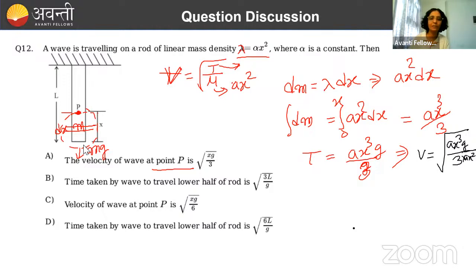Once integration L by 2 से क्या बोल रहे हो? L by 2 से L तक, वो क्यों करेंगे? आप ध्यान से देखो, that we should not do. According to you, you are telling me कि integration should go from x to L minus x. हाँ, that you are telling me ना, क्योंकि point P पे मुझे टेंशन निकालना है. इस मास से हमें कोई मतलब नहीं है.